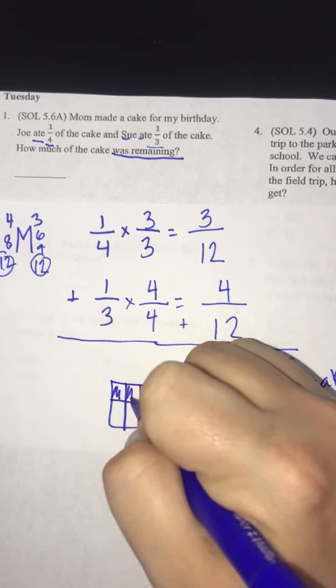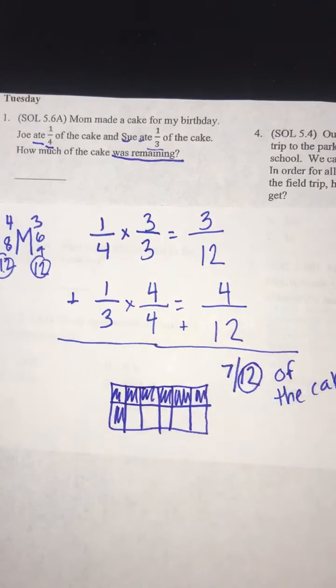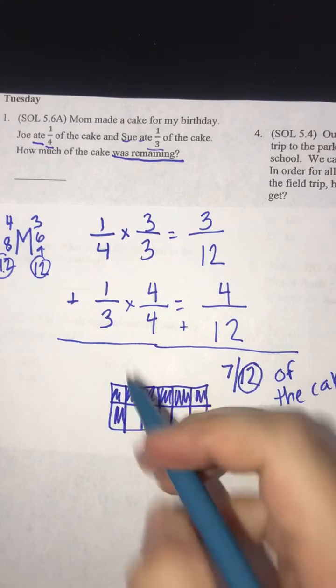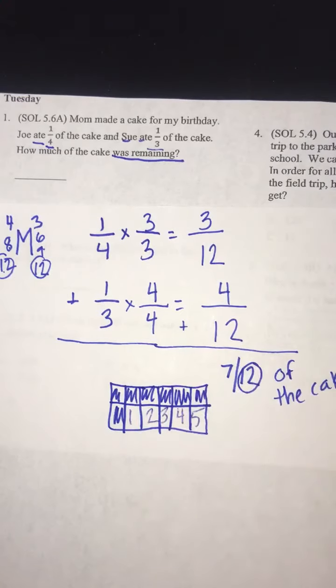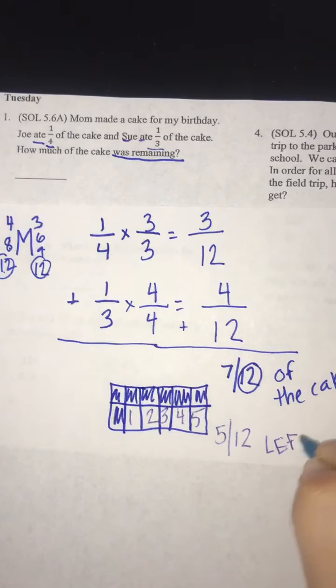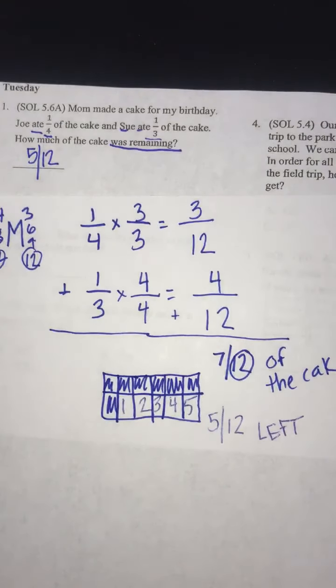So I'm going to shade in 7 twelfths. They ate 1, 2, 3, 4, 5, 6, 7 of the 12 pieces. How many are left? Let's count. 1, 2, 3, 4, 5. So 5 twelfths is left. Hope you can see that visually. So we would say 5 twelfths of the cake is remaining. Awesome job.